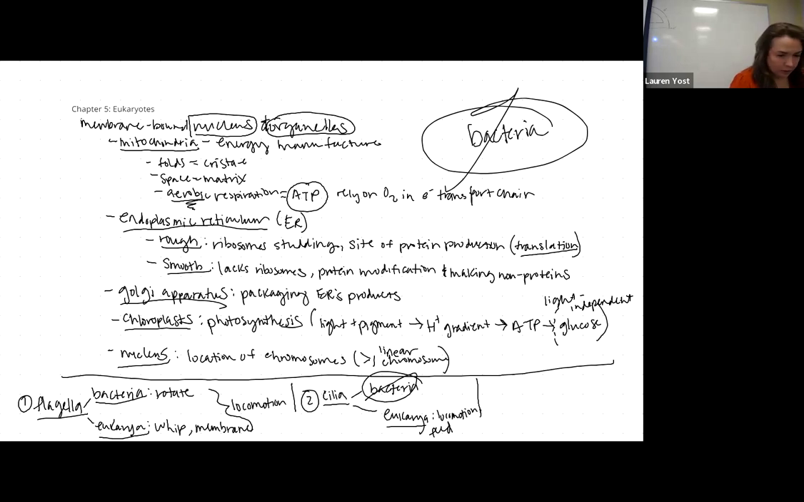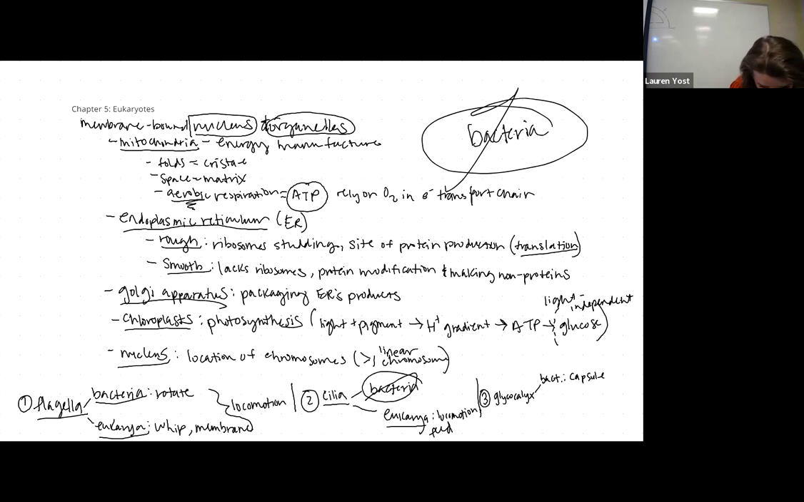And then the last thing was the glycocalyx. We know for bacteria, they use that for their capsule or their slime layer. If we're using it for a capsule, we can use it for attachment, or it is also helpful to evade phagocytosis.